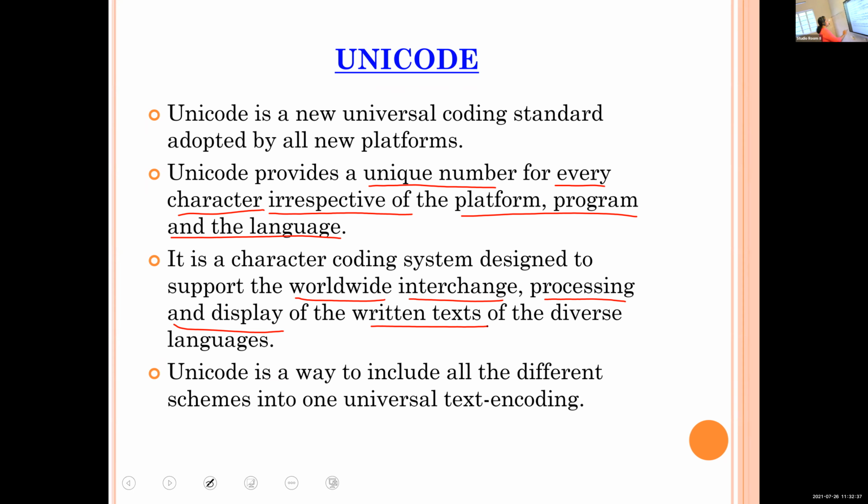Then the last point: Unicode is a way to include all the different schemes into one universal text coding. That is, it's a common scheme used in the entire universe, using the same coding system, Unicode. So these are the points related to Unicode.